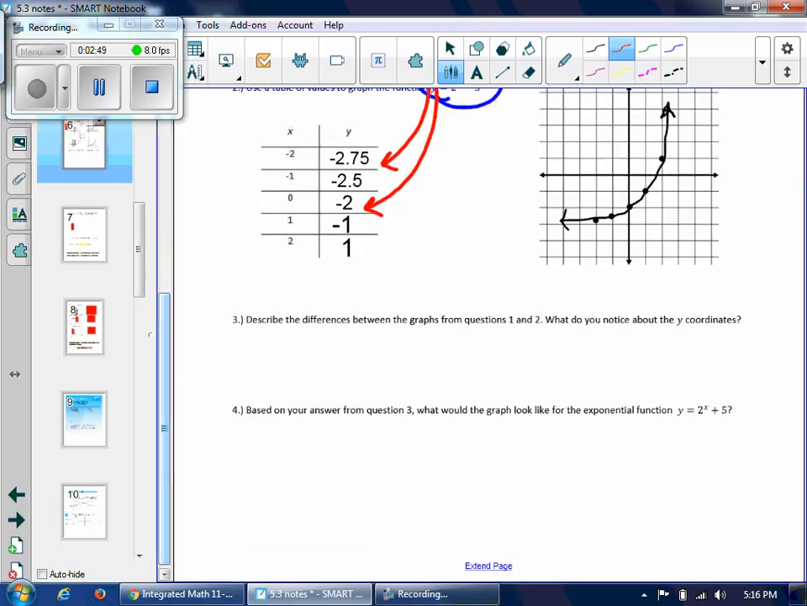Based on your answer from question 3, what would the graph look like for the exponential function y equals 2^x plus 5? I think it's going to travel up 5. If you said that, you were correct. Great job. Let's go to the back side.